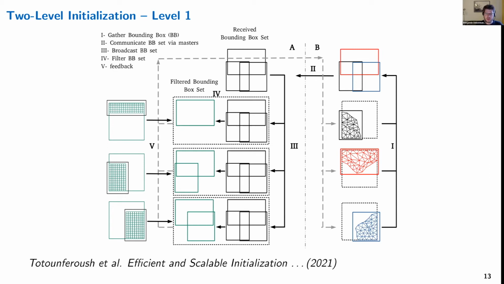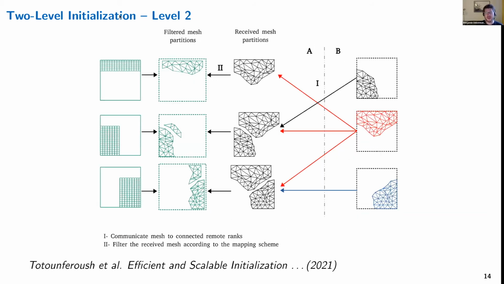By comparing the different bounding boxes, we can filter out a preliminary communication pattern. Then we use this preliminary communication pattern on the second level to exchange the actual mesh data structures. And this we can then really do in a point-to-point way, fully parallel. If you're interested in the details, this is work we published this year, explained in this paper here.